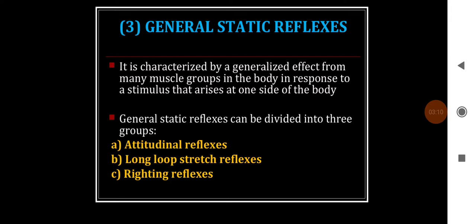General static reflexes are characterized by a generalized effect from many muscle groups in the body in response to a stimulus that arises at one side of the body. General static reflexes can be divided into three groups: attitudinal reflexes, long loop stretch reflexes, and righting reflexes.